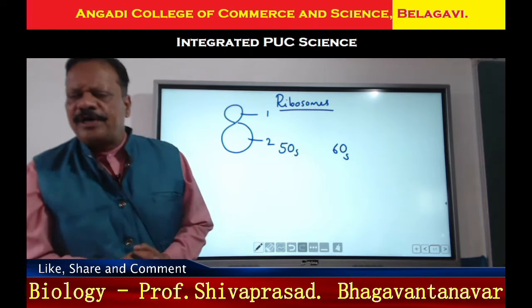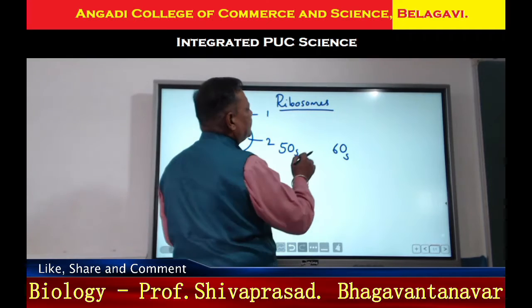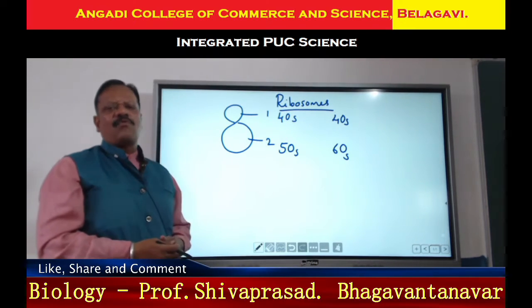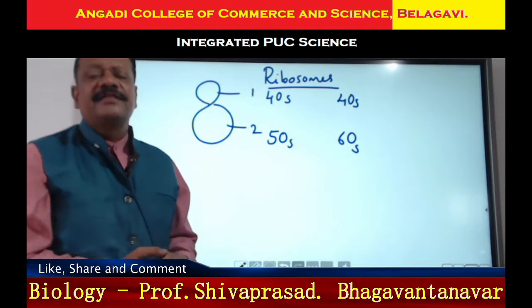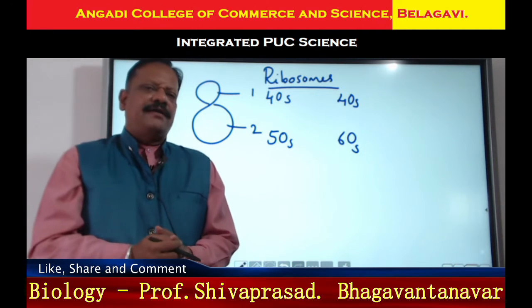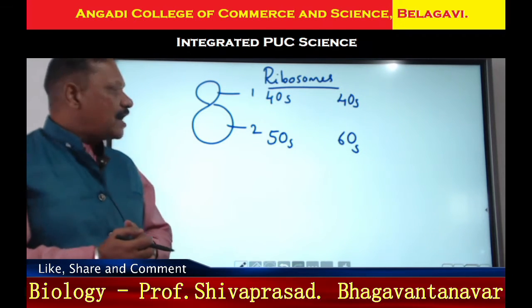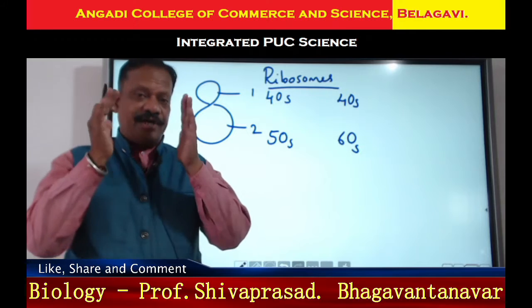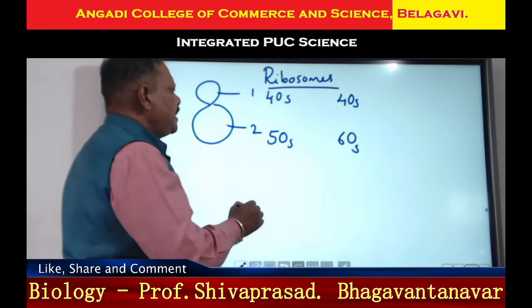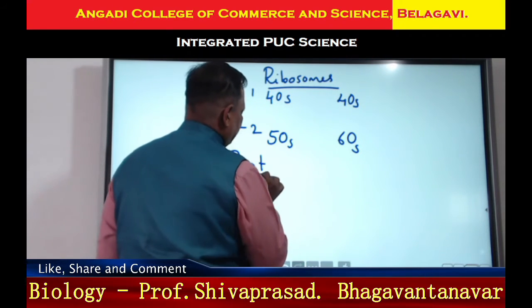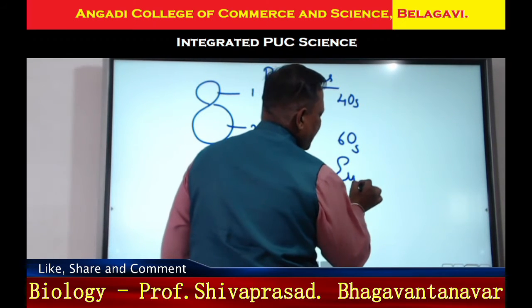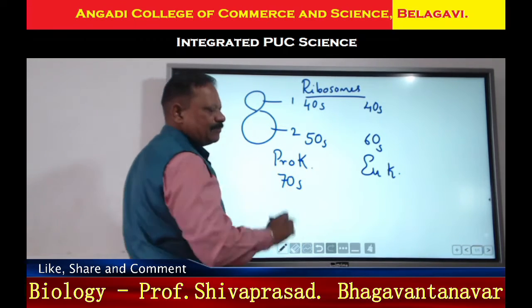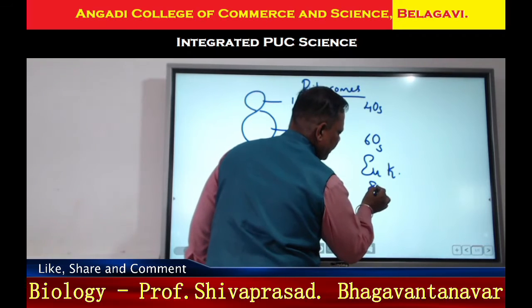The upper unit we are calling 40S, and the lower one 60S. You may ask me, sir, what are you writing, this 40S, 50S and 60S? These are units found by Svedberg. Because of Svedberg, his initial letter S is used here, and we call it the Svedberg unit. Now, ribosomes in prokaryotic and eukaryotic cells are differentiated. Prokaryotic cells have 70S ribosomes, and eukaryotic cells have 80S ribosomes.